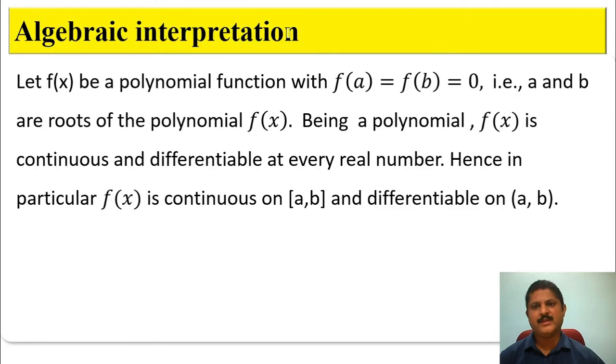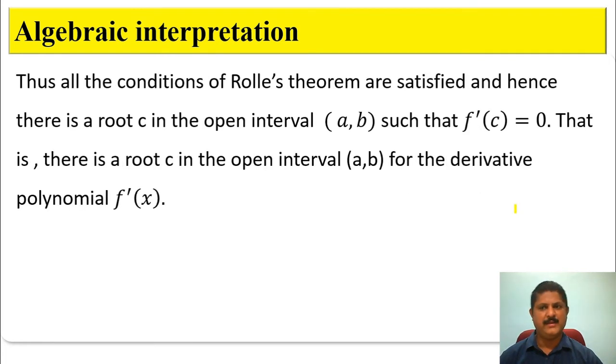Next, the algebraic interpretation of Rolle's theorem. Let f of x be a polynomial function with f of a equals f of b equals 0. That is, a and b are roots of the polynomial f of x. Being a polynomial, f of x is continuous and differentiable at every real number. We know every polynomial is continuous and differentiable on the real numbers. Hence, in particular, f of x is continuous on the closed interval a, b and differentiable on the open interval a, b.